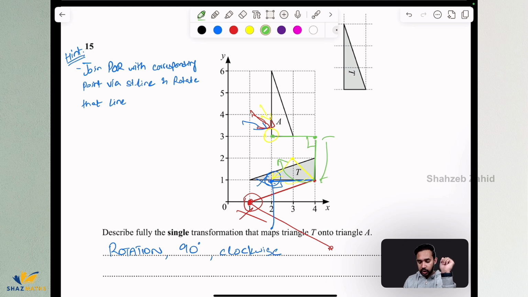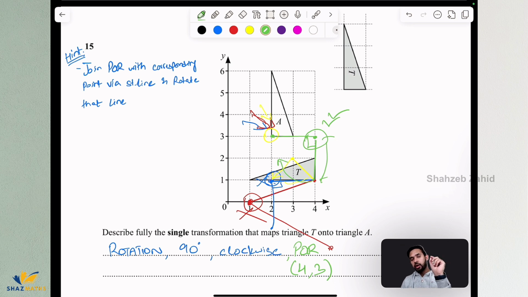And it's 90 degrees. We moved in the clockwise direction. Exactly, it is mapped onto this point. That means the point of rotation is this one. So the coordinates of the point of rotation are 4 and 3.